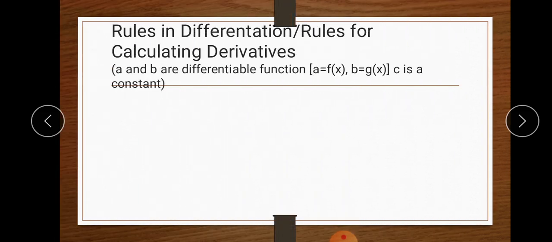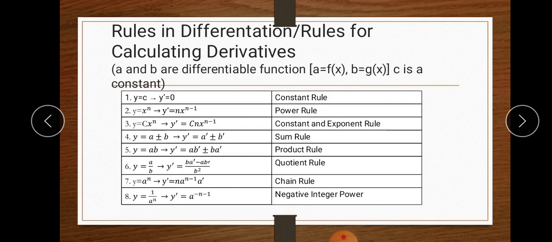Rules of differentiation, or rules for calculating derivatives. A and B are differentiable functions. A equals f of x, B equals g of x, C is a constant. Number 1. Y equals C, the derivative is 0, and this is called the constant rule. Number 2. Y equals x to the n, and the derivative is n times x to the n minus 1, and this is called the power rule.